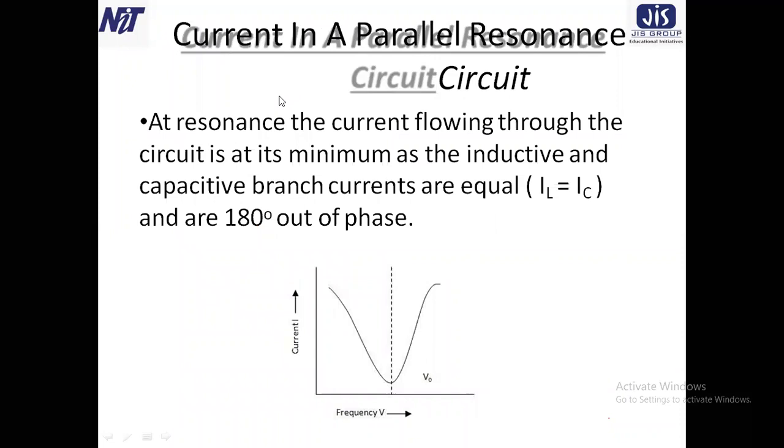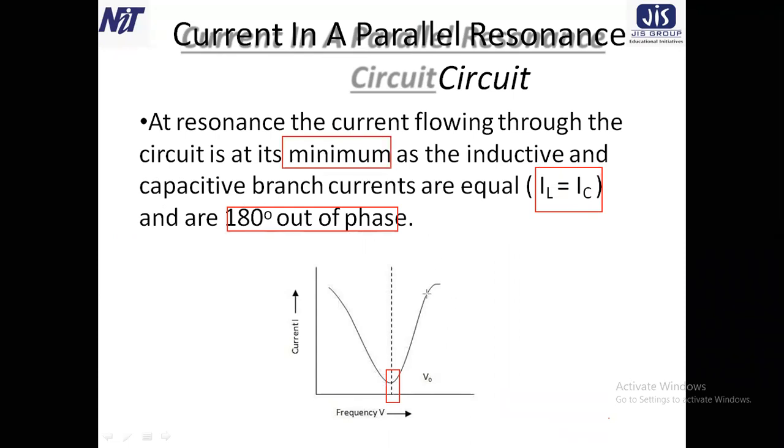Now current in a parallel resonance circuit. How do the current characteristics look for parallel resonance circuits? Here you can find at resonance the current flowing through the circuit is at its minimum, as the inductive and capacitive branch currents are equal. So IL equals IC and they are 180 degrees out of phase. For that reason, it is the minimum current at the resonant point.